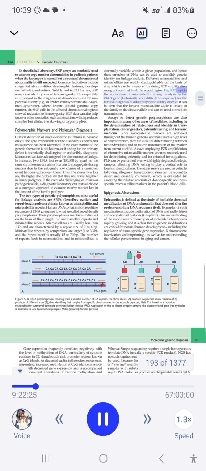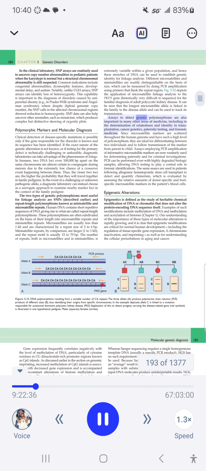Figure 5.3.2 depicts the application of microsatellite linkage analysis to the PKD1 gene, historically very difficult to sequence, for the familial diagnosis of adult polycystic kidney disease. It can be seen that the longest microsatellite allele is linked in the family to the disease allele and can be used to track its transmission.